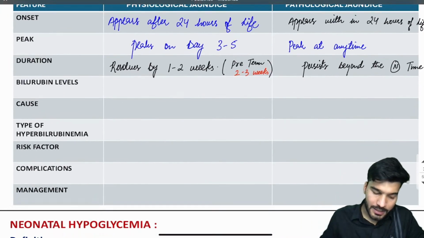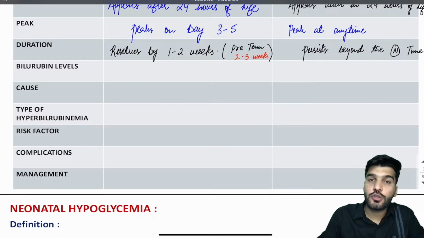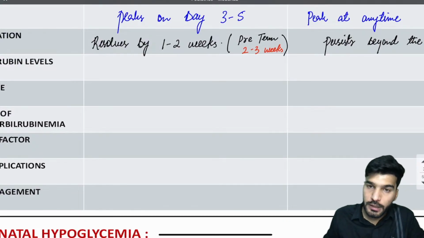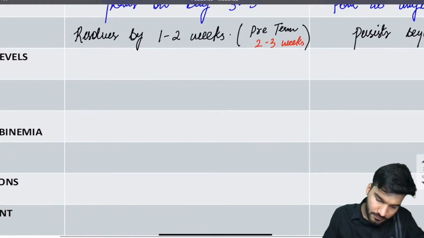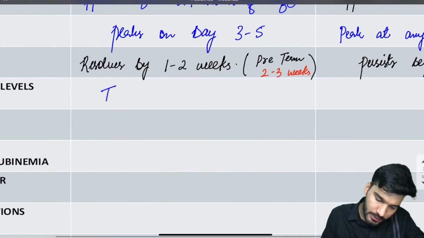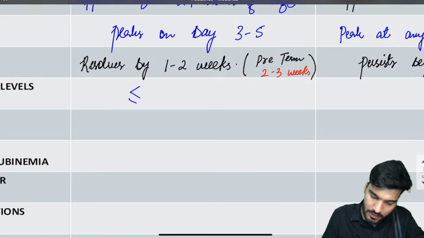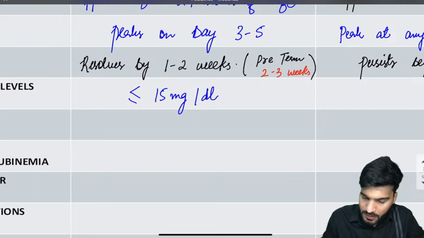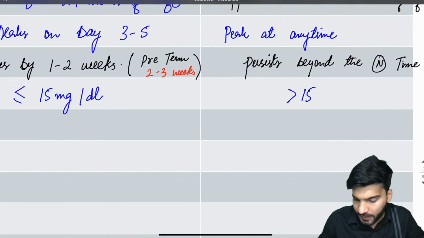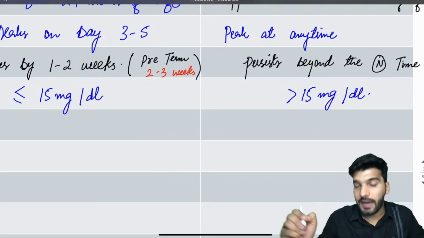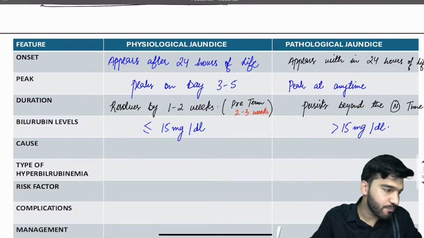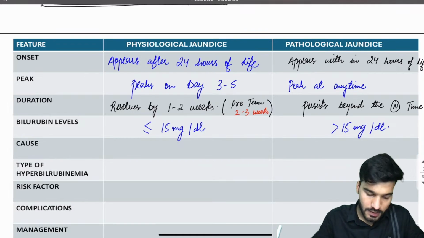Followed by that, the bilirubin levels. Typically, in physiological jaundice the levels are less than or equal to 15 mg per deciliter, but in pathological jaundice they are more than 15 mg per deciliter. Within the first 24 hours it is more than 5. In pathological jaundice the bilirubin levels increase by more than 5 mg per deciliter every day. Clear?